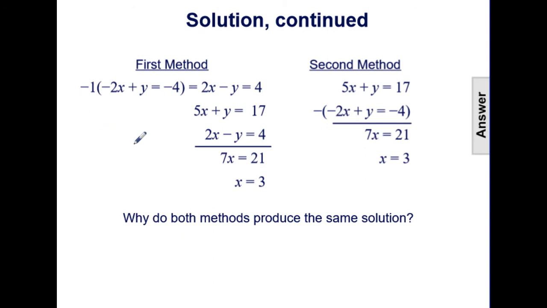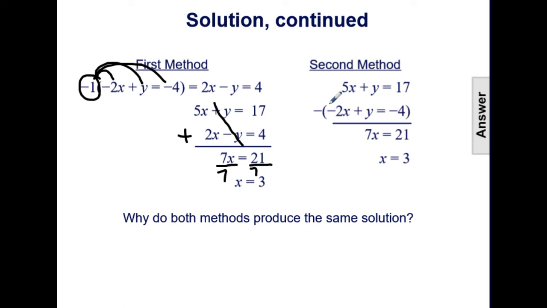The first method, we're going to multiply the first equation by -1, so changing a -2x to positive 2x, a y to a negative y, a -4 to positive 4. Then, once we change it to a -1, now that they have opposite coefficients, we add the 2 equations, which will eliminate the y variables, and 5x plus 2x is 7x, 17 plus 4 is 21, and we divide both sides by 7. That gives us x equals 3.